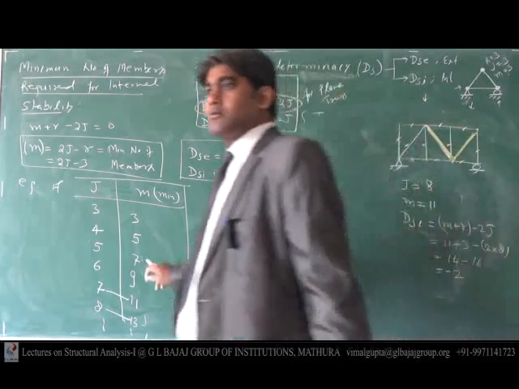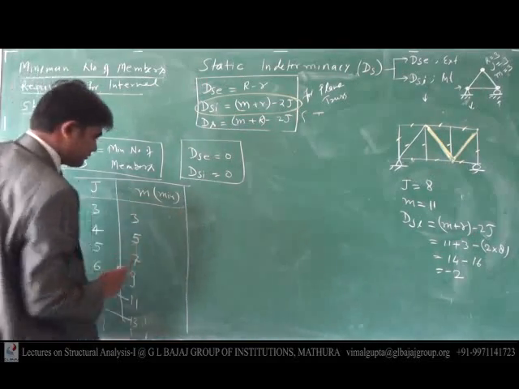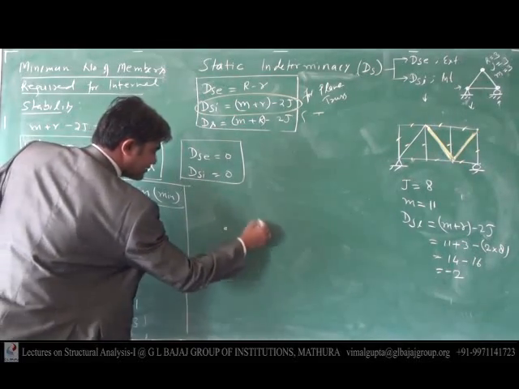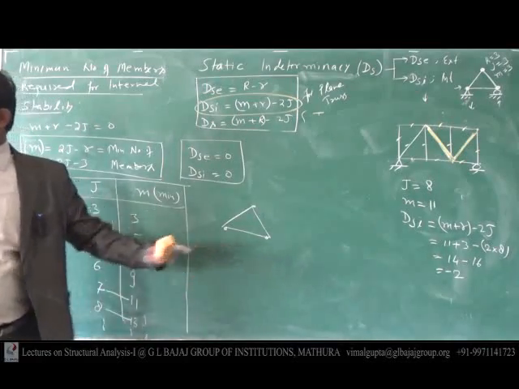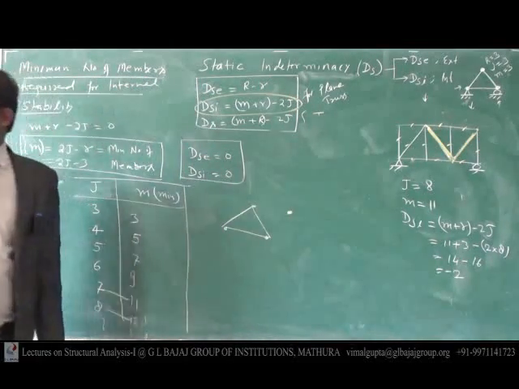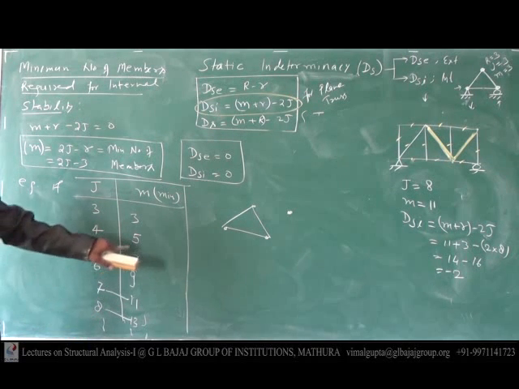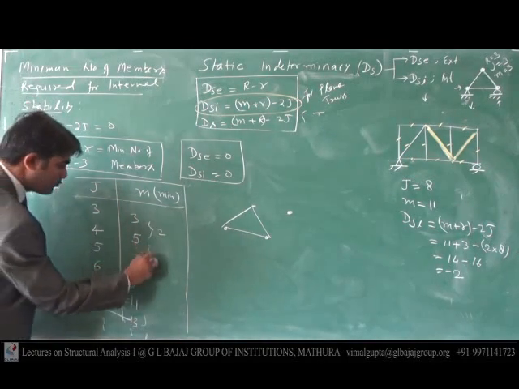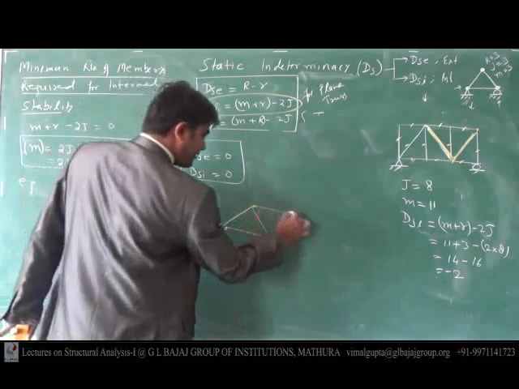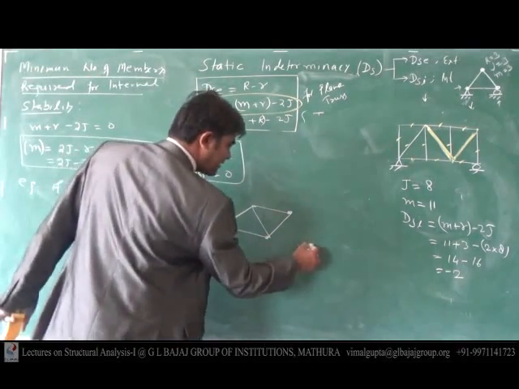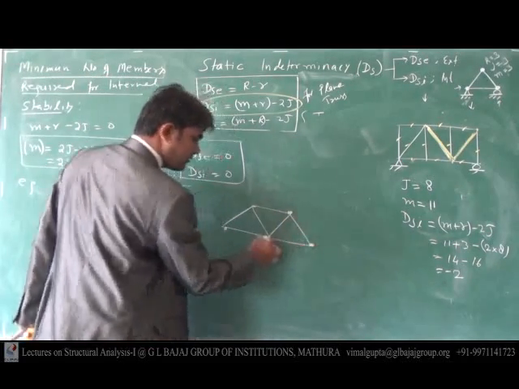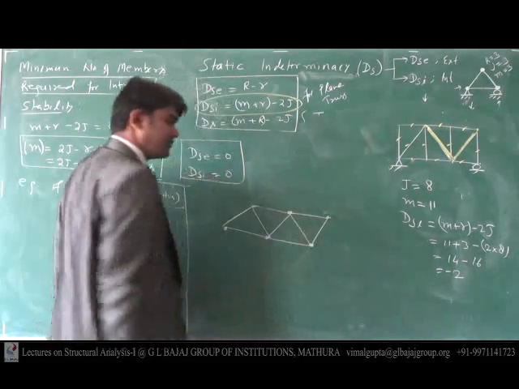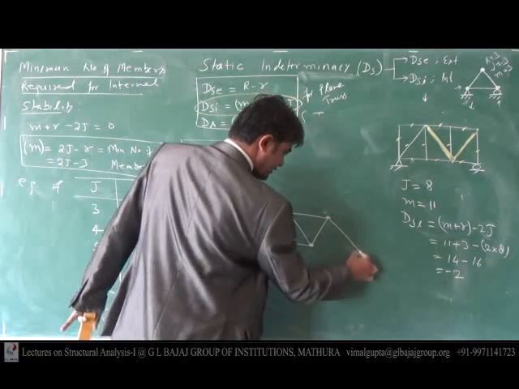Come here, and understand carefully what I want to say. If I have three joints, then three members are required. If I have one further joint, then the additional number of members required is only two. Additional is two each time. If I have one more joint like this, two members more. Further one joint, again two members.